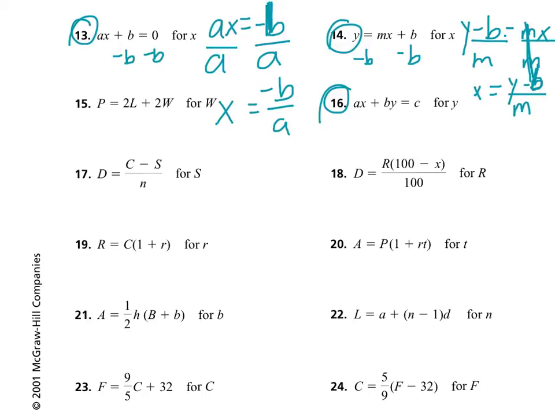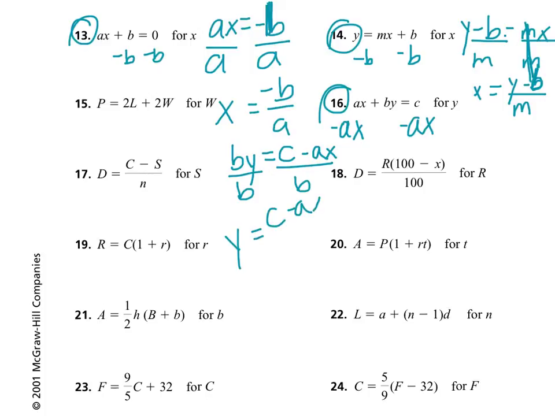Solving for y. So I need to get ax out of that picture altogether, leaving by is equal to c minus ax. And now I finish off by getting y by itself. Divide by b.